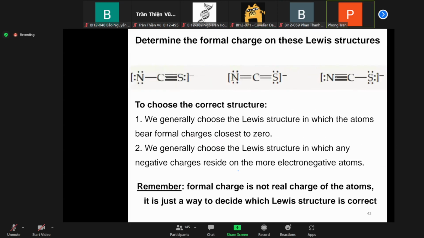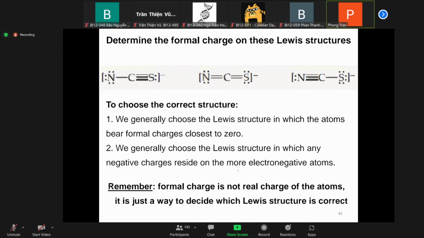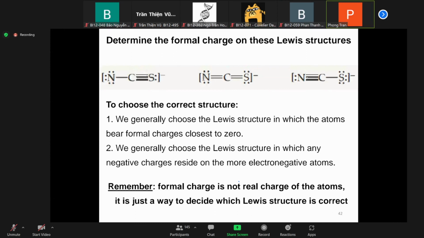Now, let's recalculate the formal charge for these 3 structures. So the nitrogen here, you have 2, so you divide. So you have 2, 4, 6, 7. So -2. And the carbon here, you have 1 and you have 3. That means 4. That means the formal charge will be 0. And 3 plus 2 equals 5. The sulfur has 6 valence electrons. In the bonding, you have only 5 electrons belonging to the sulfur. That means it lacks 1 electron. So the formal charge will be +1.